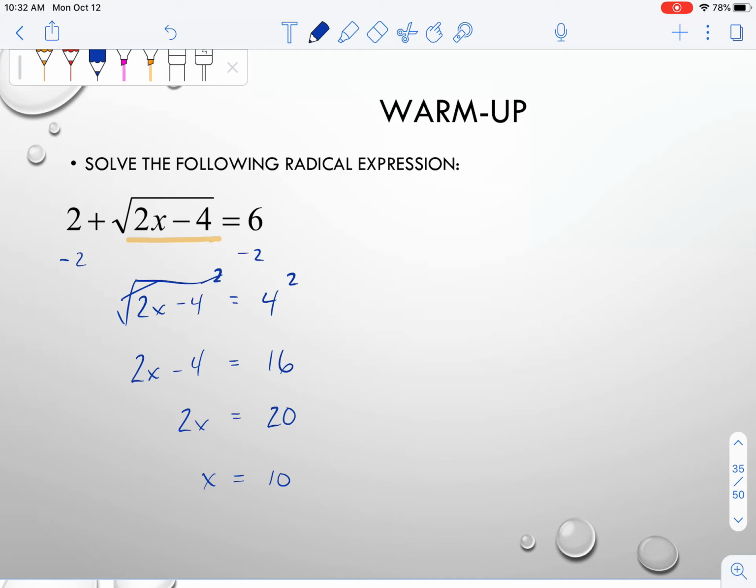Again, I want to check that in my original equation up here. If I plug that 10 back in for x, I'm going to have 2 times 10, or 20. 20 minus 4 is 16. The square root of 16 is 4, and 2 plus 4 is in fact 6. This does check out. We got a good solution.